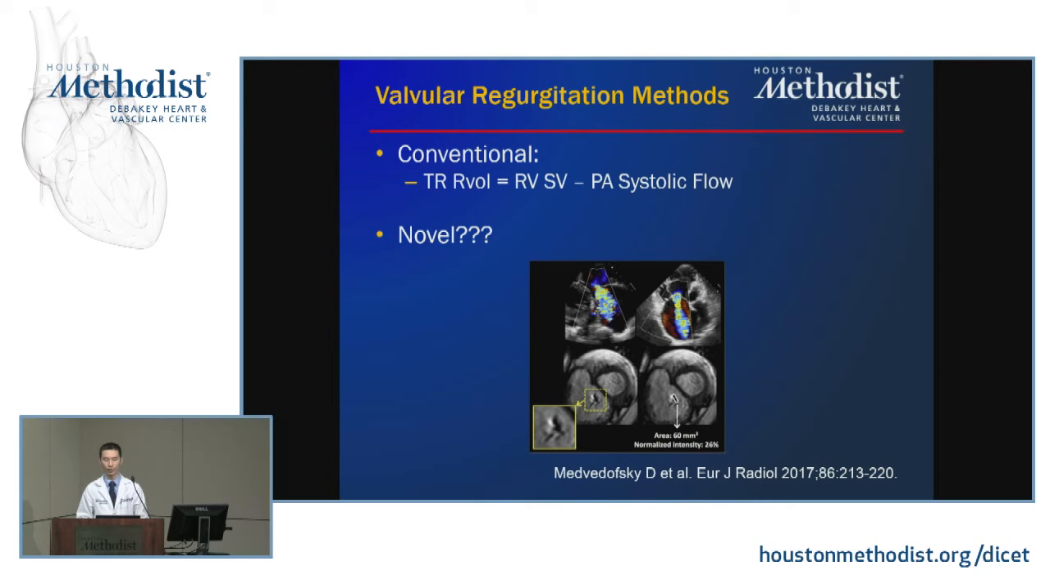Now, in terms of assessing valvular regurgitation, we typically do RV stroke volume minus PA systolic flow. That's how we assess it on CMR. In terms of a novel technique, one group at the University of Chicago published on creating an equivalent of a vena contracta. That came out a couple of years ago, where they were able to measure the EROA as well. But the reproducibility would need further validation and studies at other centers before this can be used in prime time. So this is vena contracta by CMR? Yes, using 2D phase contrast.